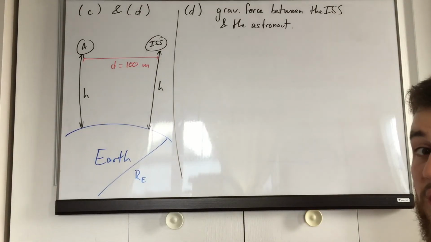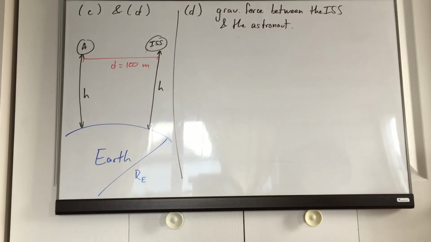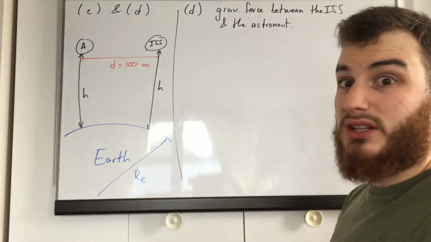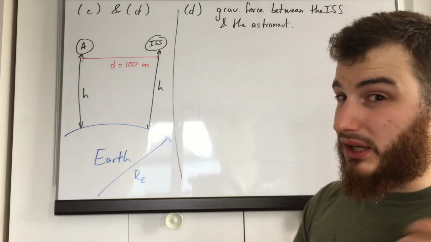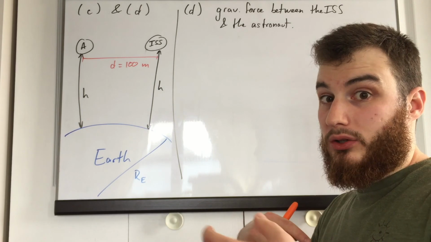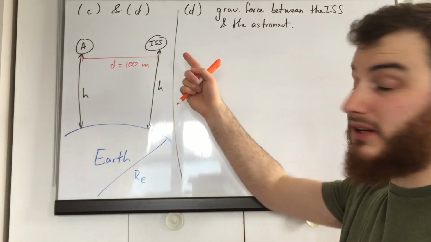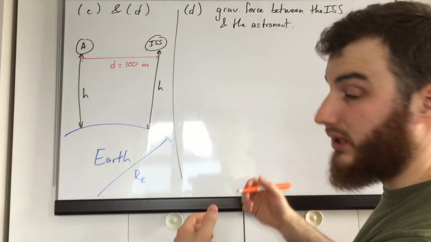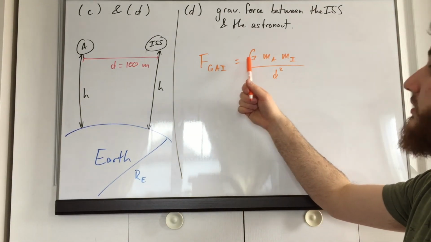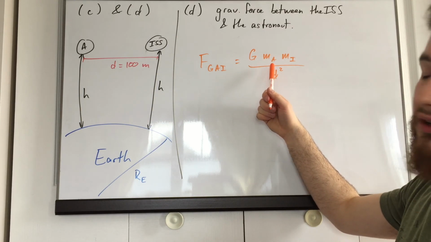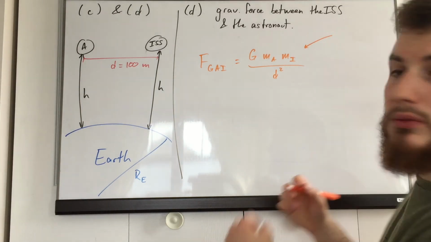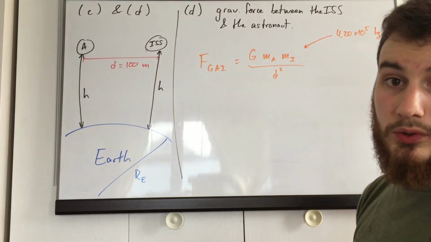Again, here we're looking at the gravitational force, and that still has the same form. It's the universal gravitational force. It doesn't matter what the two objects are. They can be planets and stars, stars and stars, galaxies and galaxies, or human and human, or human and space station. It will still have the same form. So we will have the gravitational constant, the mass of the astronaut, 185 kilos, the mass of the ISS that we're given, and d is this 100 meters.